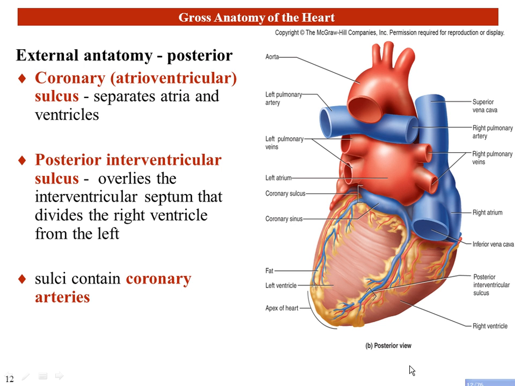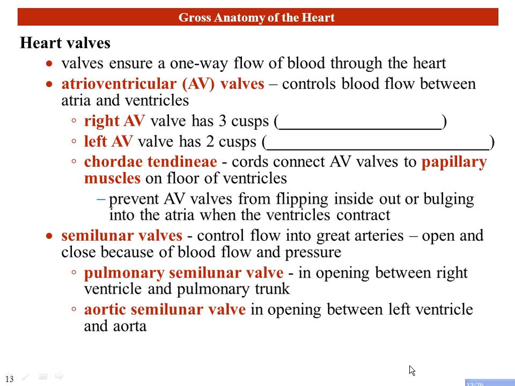And just turn the heart around. This is a posterior view of the heart. Here's the continuation of the coronary sulcus, and on the back we have the posterior interventricular sulcus, which is really a continuation of the anterior interventricular sulcus. So here you will find blood vessels as well.